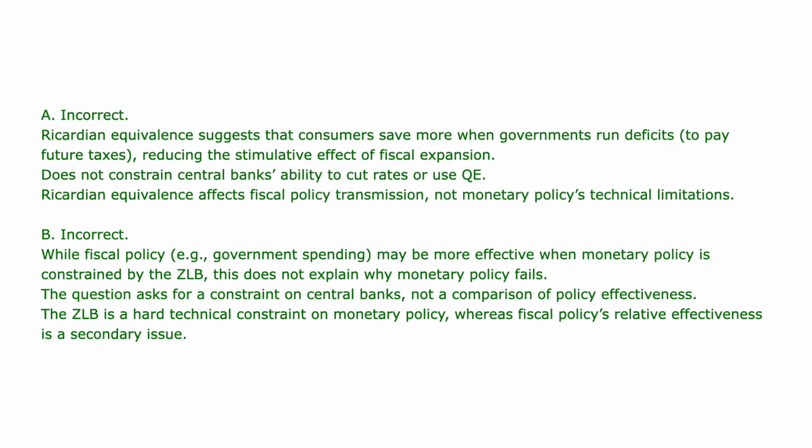A. Ricardian equivalence affects fiscal policy, not the central bank's ability to cut rates. B. Fiscal policy may be more effective in this situation, but the question asks specifically about the constraint on monetary policy, which is the zero lower bound.